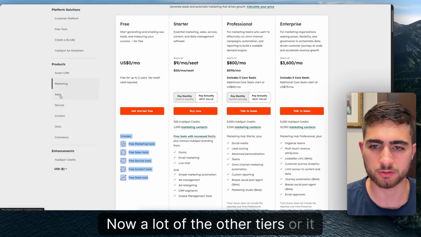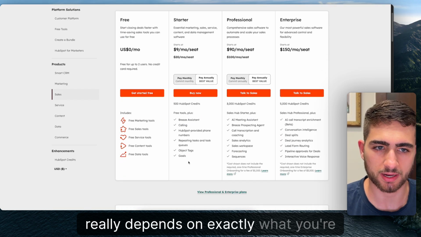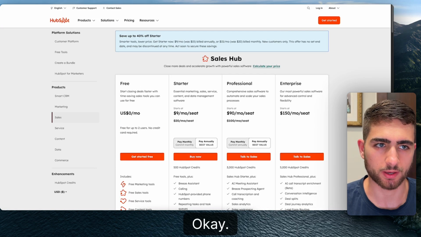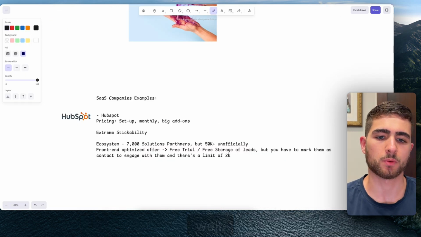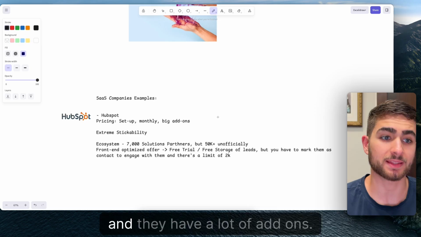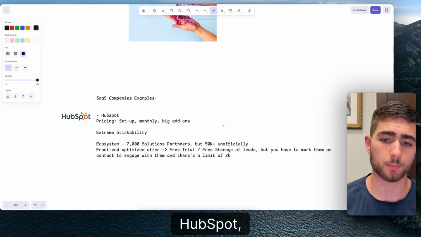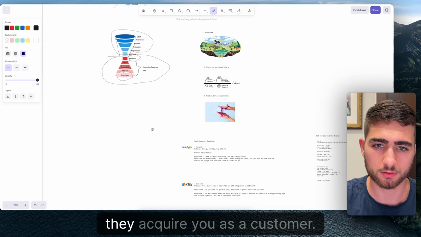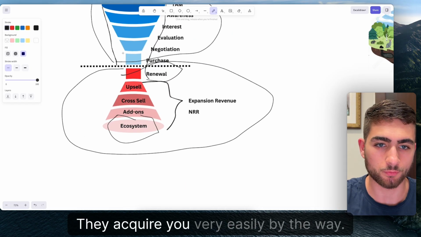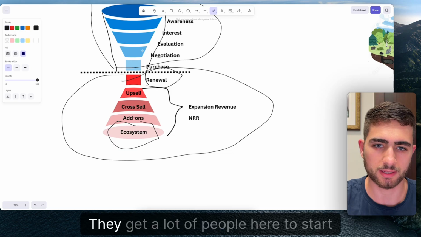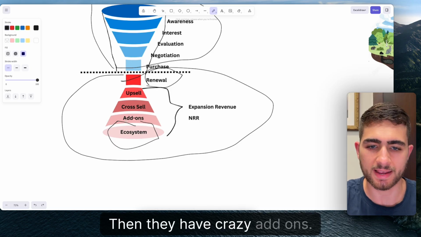Now, a lot of the other tiers, it really depends on exactly what you're trying to do. They also have setup fees, okay? So this is important to understand as well. They have setup fees, they have monthly, and they have a lot of add-ons. So as soon as you get started with HubSpot, they acquire you as a customer. They acquire you very easily, by the way. The funnel has a really high conversion rate. They get a lot of people here to start off. Then they have crazy add-ons.